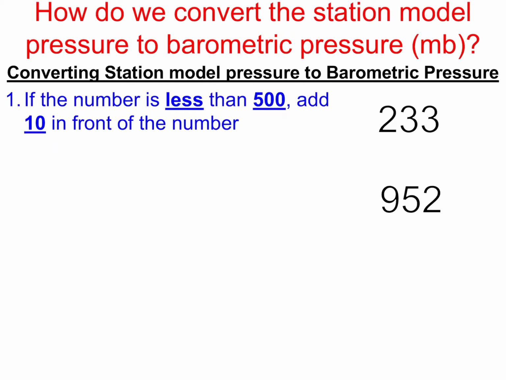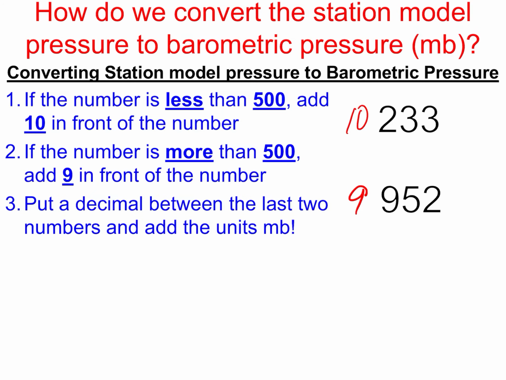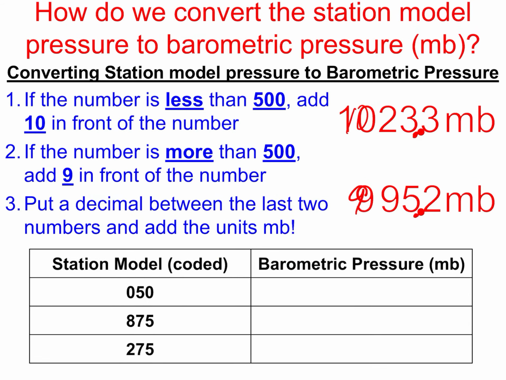So, you have to look at if that number is greater or less than 500. If it's less than 500, if it's a smaller number, you're going to put a 10 in front. If it's more than 500, let's say 500 or more, you're going to put a 9 in front. Add your decimal between the last 2 digits and add your units. That's it.